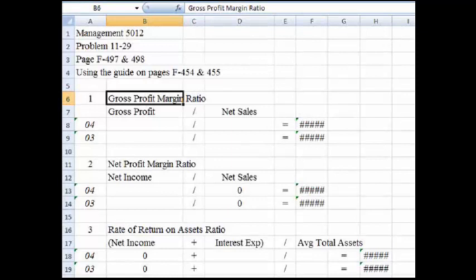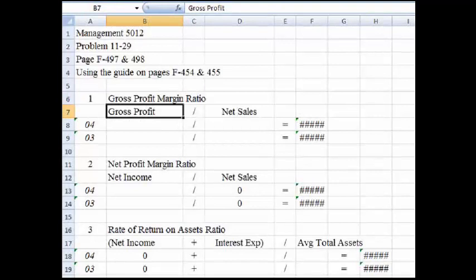Since the problem calls for the ratios to be done for both the fiscal 2004 year and the fiscal 2003 year, there are two lines for each ratio on the form on your screen. Please be sure that you pay attention to the year from which you are gathering your data. The format is very simple.